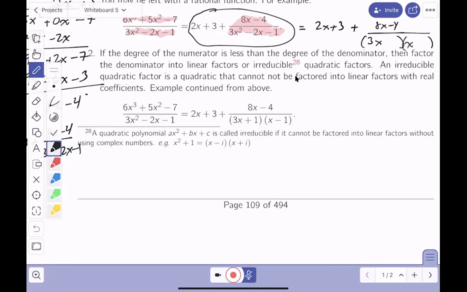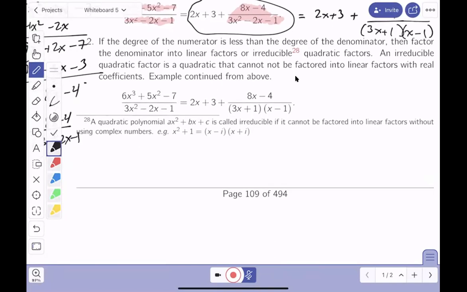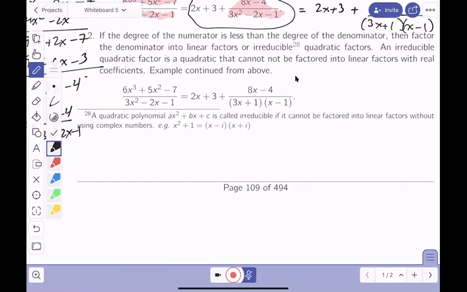3x and x, that's 3x squared, right? 1 and 1. I'm going to say minus, plus. I would never say that's right until I check it. That's 3x squared minus 3x plus x minus 2x. It works pretty good. So that will be your next step. All right. That's the next step.